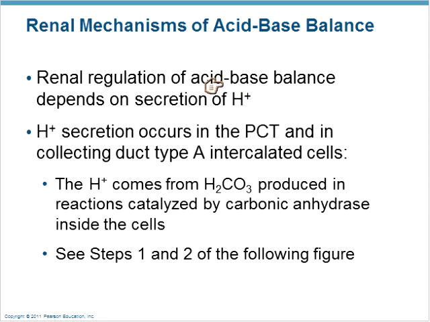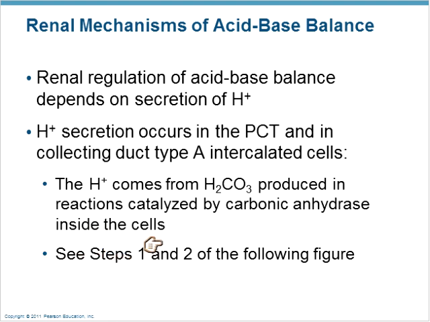Renal regulation of acid-base balance depends on the secretion of hydrogen. Hydrogen secretion occurs in the PCT and the collecting duct type A intercalated cells of the kidney. And so again, the hydrogen secretion occurs in the proximal convoluted tubule and the collecting duct type A intercalated cells. The hydrogen comes from H2CO3, which is produced in a reaction catalyzed by carbonic anhydrase inside the cells.